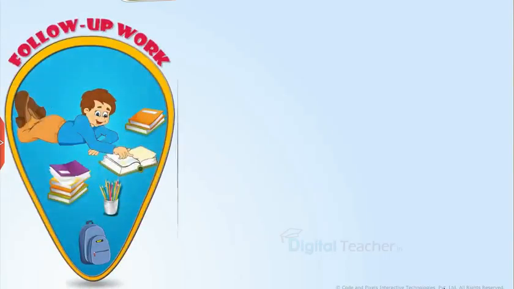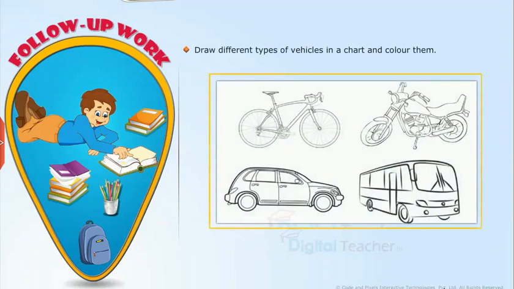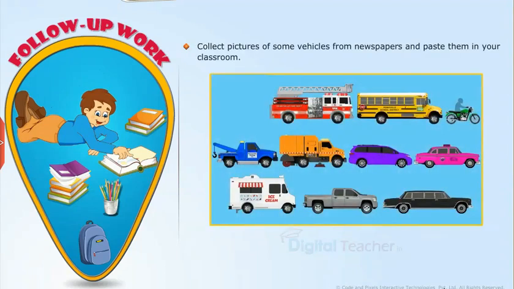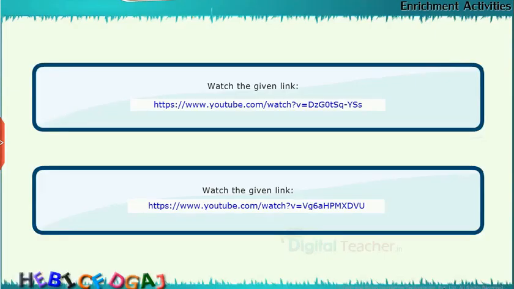Follow-up work. Take up the following activities. Draw different types of vehicles in a chart and color them. Collect pictures of some vehicles from newspapers and paste them in your classroom. Enrichment activities. As a part of enrichment activities, have a look at the following links.